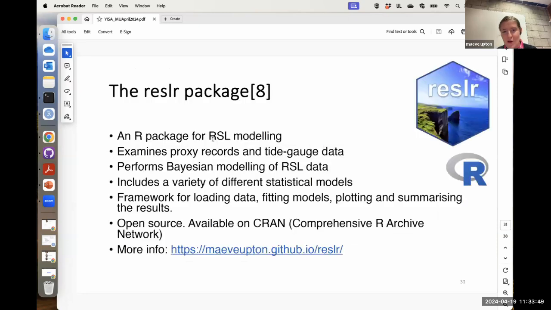And we put all of this into a package called Wrestler. So this package examines proxy records and tide gauge data, and it performs Bayesian modeling for different statistical approaches. We've included a number of different models within this package. And the idea is that the framework is very accessible, because we tend to work with a lot of different groups with different levels of coding and statistical backgrounds. So we try and have a framework that loads the data, fits the models, and plots and summarizes the results. It is available on CRAN, and there is more information on my GitHub.